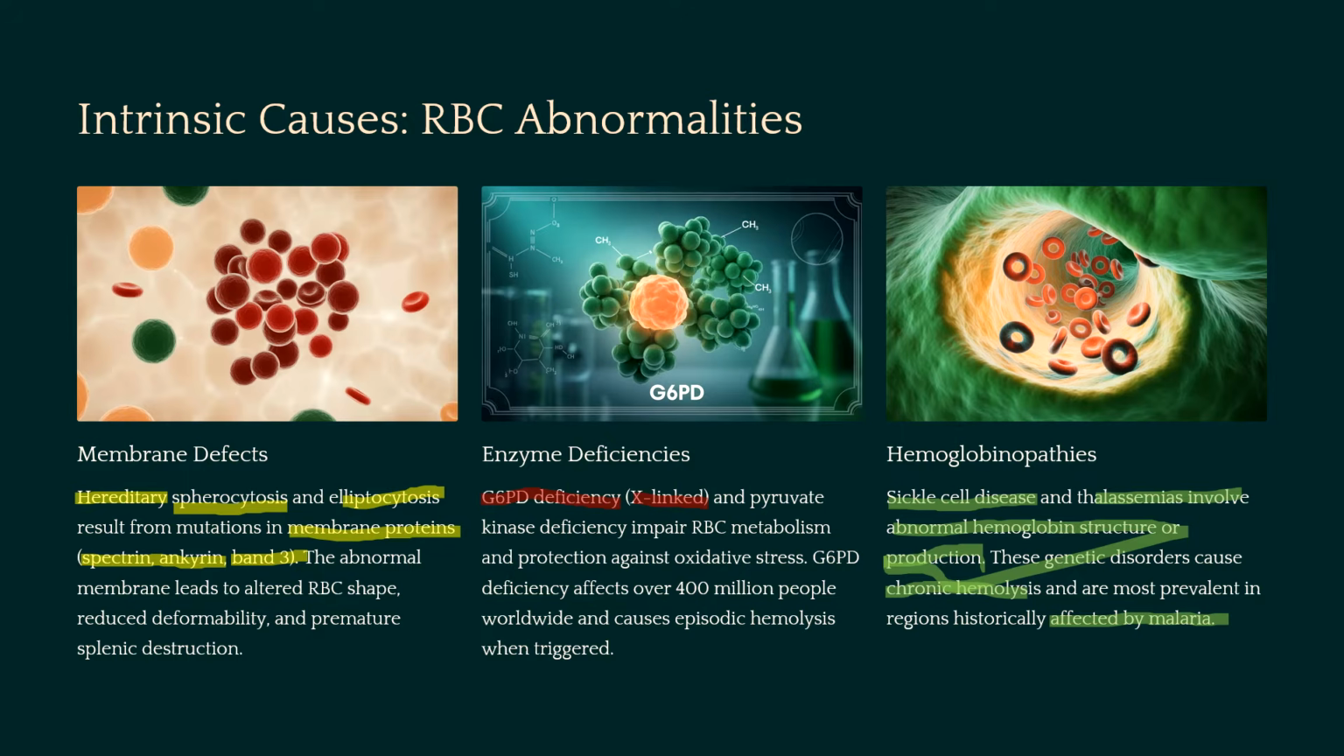So three intrinsic causes should be remembered. Number 1 is membrane defects, which are due to mutation of membrane proteins like spectrin, ankyrin, and band 3. Enzyme defects, the one and only enzyme being G6PD, glucose 6-phosphate dehydrogenase, and it is an X-linked problem. Next, hemoglobinopathies, where in sickle cell anemia and thalassemia there is abnormal hemoglobin structure which leads to destruction of the RBC, that is hemolysis.